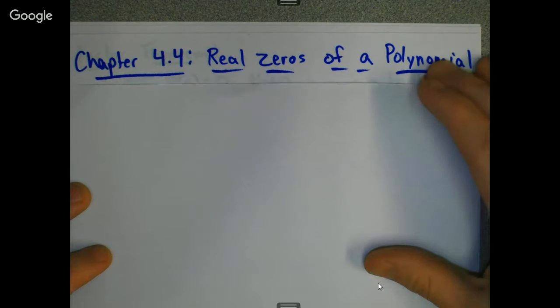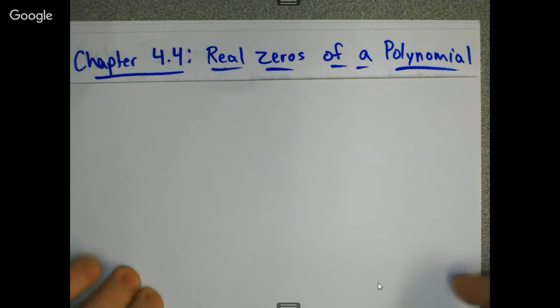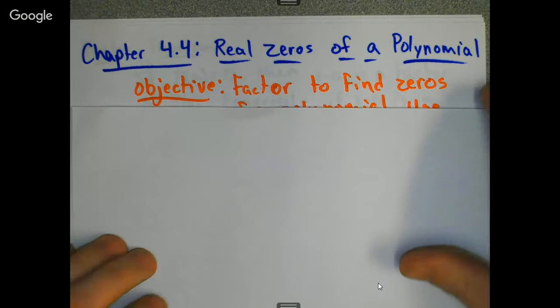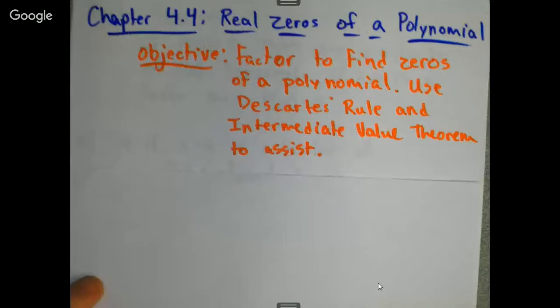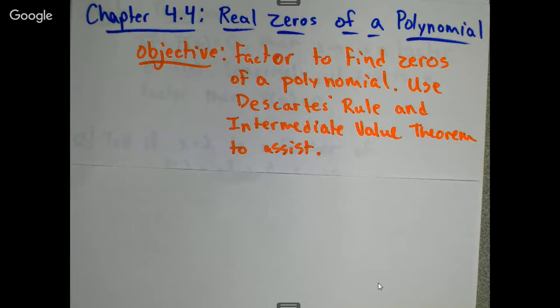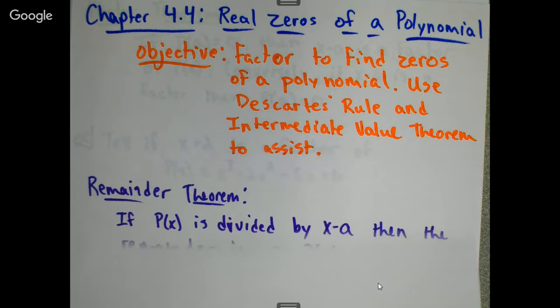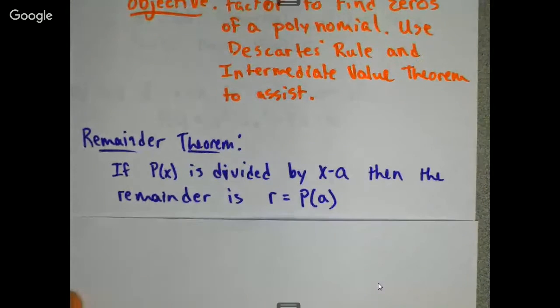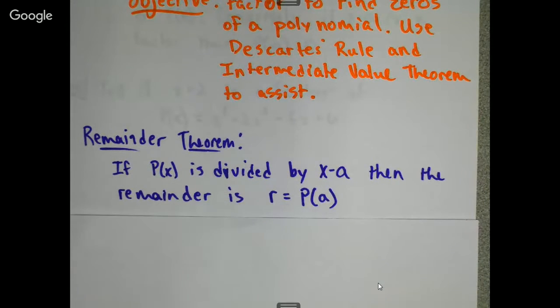Okay, this is really the main portion of chapter 4. So our objective here is to factor and find zeros of a polynomial. We're going to use Descartes' Rule, the Intermediate Value Theorem, and a couple of other theorems to help with finding these real zeros.